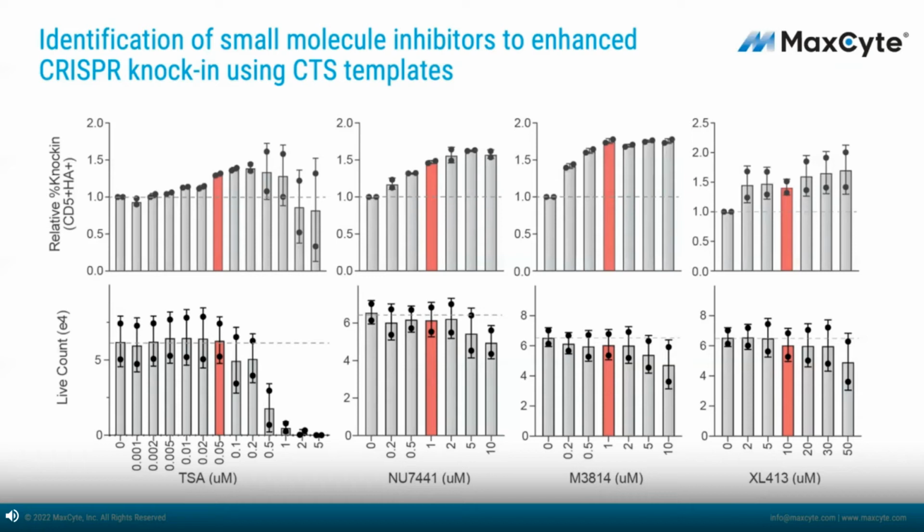But all 4 of these drugs at an ideal concentration shown in red were able to significantly boost the knock-in efficiency of the CTS templates using CRISPR in primary T cells, while having minimal, if any, effect on the cell viability. So now you can imagine this is another tool in our toolbox that we can use to begin making non-viral CRISPR-mediated CAR knock-in even more efficient.